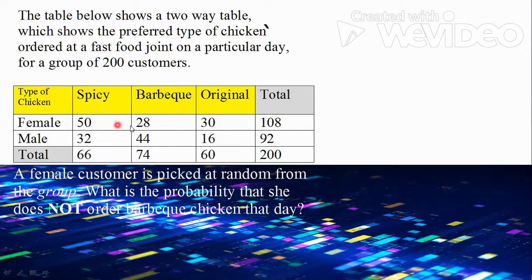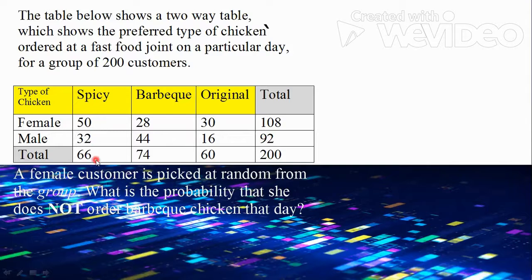So we have females. So the 108 would represent the total number of females who passed through the fast food joint on that particular day. And the 92 would represent the total number of males that would have passed through the fast food joint. And when you add 108 and then 92, you get 200.